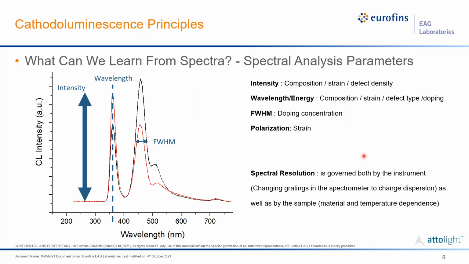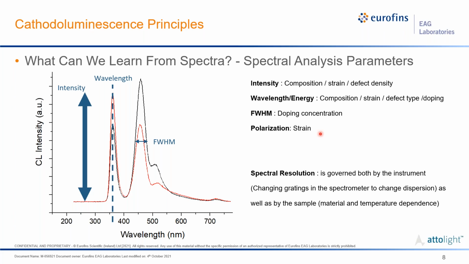And so what can we learn from the spectra themselves? What are the different spectral analysis parameters that we have access to? So the 3 main ones are intensity, so we can see how bright the emission is, for instance, and then secondly, the wavelength, so what energy or wavelength the light is being emitted at, and then thirdly, the full width half max, so the sharpness of the emission. And so from these different aspects of the spectra, we can understand different aspects of the sample, from composition, strain, defect densities, doping concentrations, etc.